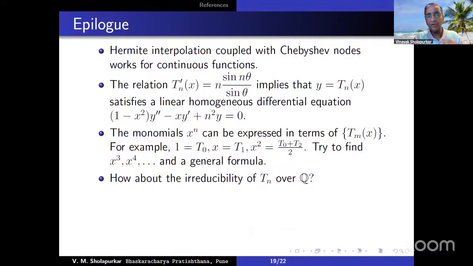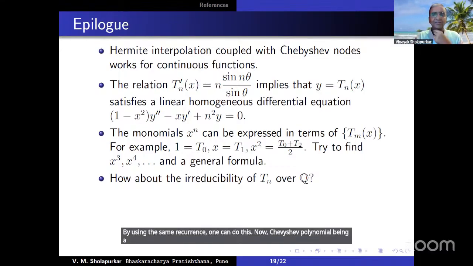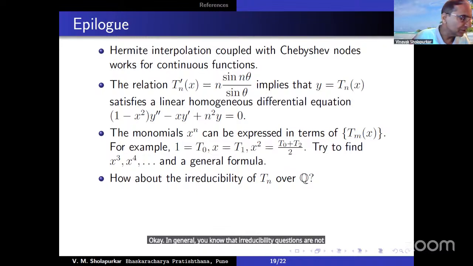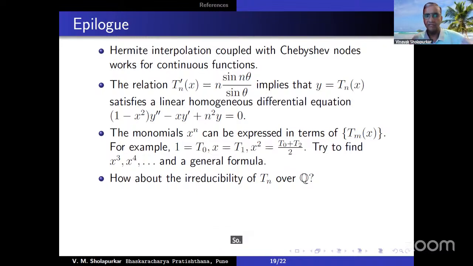Now, Chebyshev polynomial being a polynomial, we can ask this question: how about irreducibility of Tn over Q? In general, you know that irreducibility questions are not easy. So this is equally tough. But the answer is nice. Any guess here?